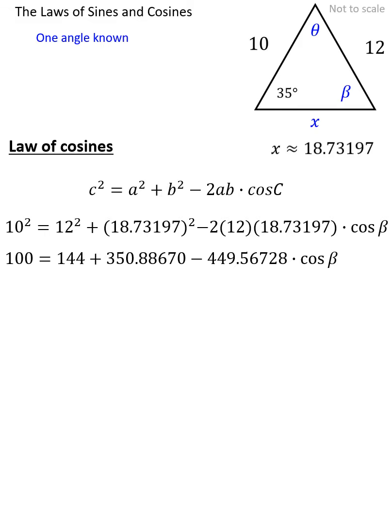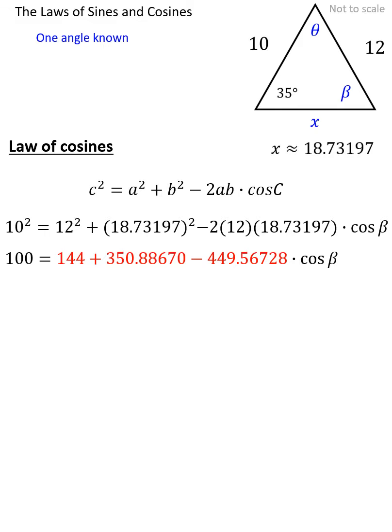Now, before we go on, I want to share a very common mistake among students. I've seen this so much in my career. I've seen people simplify this red expression here, everything on the right side except for the cosine. Students will reach for a calculator and do 144 plus 350.8 minus 449.5, and they'll get an answer. And they'll put that in front of the cosine of beta. But there's a problem with that.